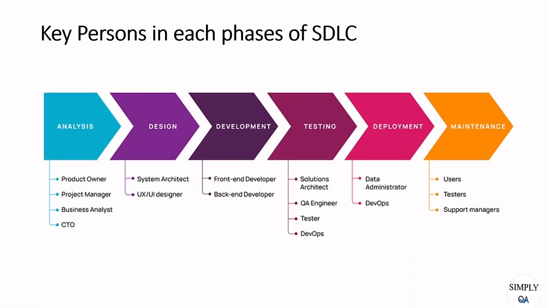Guys, it's always important to understand who the persons involved in each phase of SDLC are. So let's go one by one. In the analysis phase, the product owner will give the requirement to the project manager or business analyst, and the business analyst will convey the requirement to the entire team. In the design phase, the UI designer will take care of the design, and the system architects will guide the UI designers to perform the design as per the requirement.